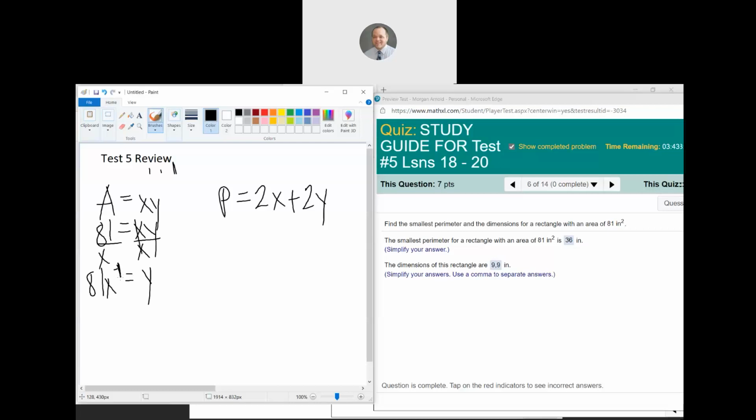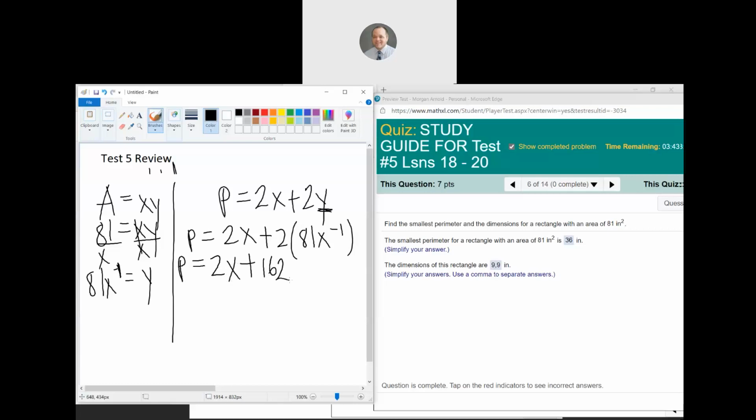Now that's what we're going to plug into y in our perimeter formula. So we have 2x plus 2 times 81 x to the negative 1 power. Now, before we find the first derivative, let's multiply 81 and 2 together. That will be 162 x to the negative 1 power. Now we're ready to take the first derivative.